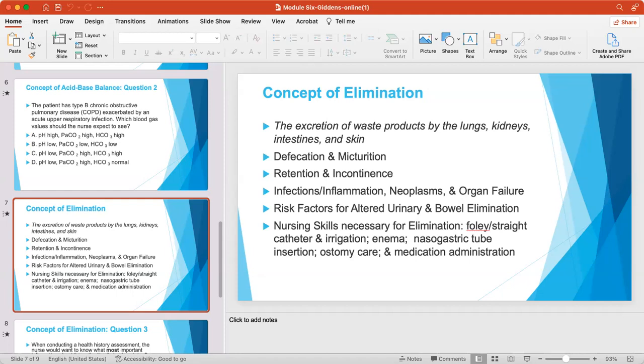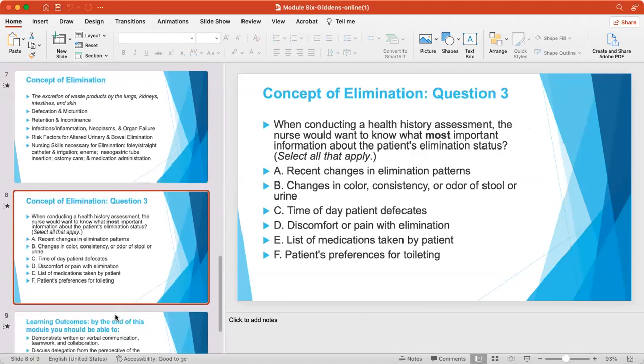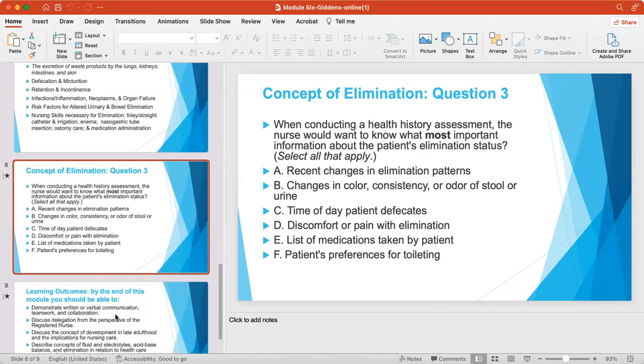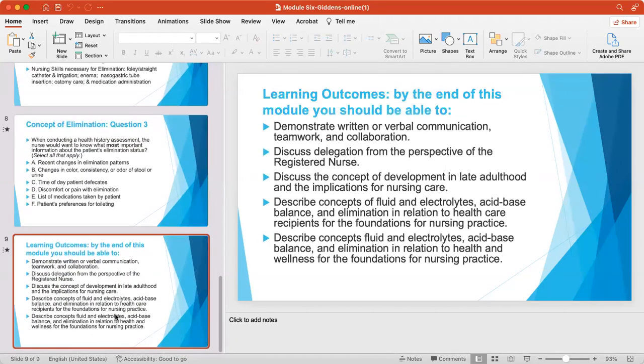Okay, so here is the question on elimination. I'm going to pause there. And these are the learning objectives.